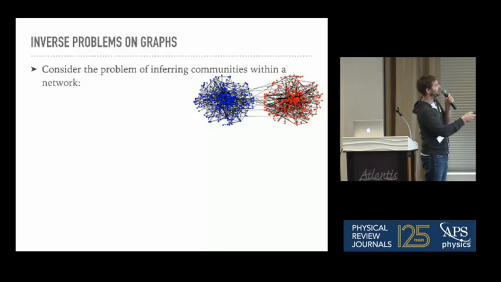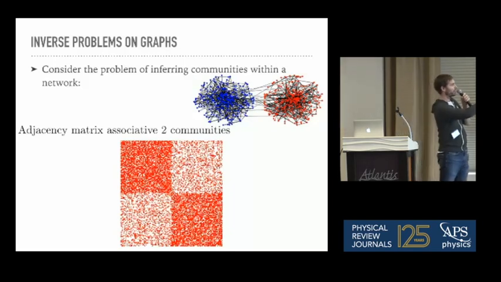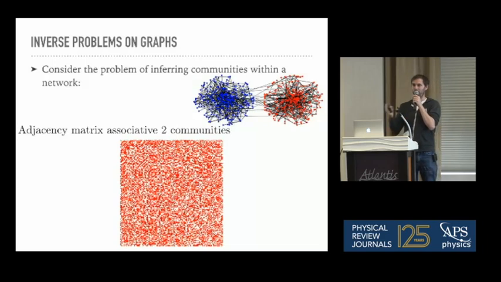It's almost like disjoint, so it should be easy to detect the cut. But in fact, it's much harder, right? So this is the adjacency matrix, once I already gave you the article partition, and this is not what you observe, right? What you observe is basically the graph without any kind of permutation structure, right?